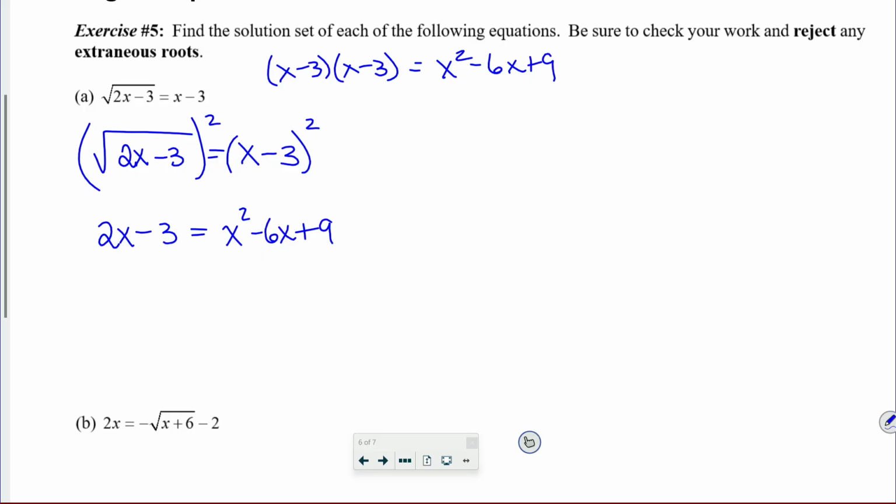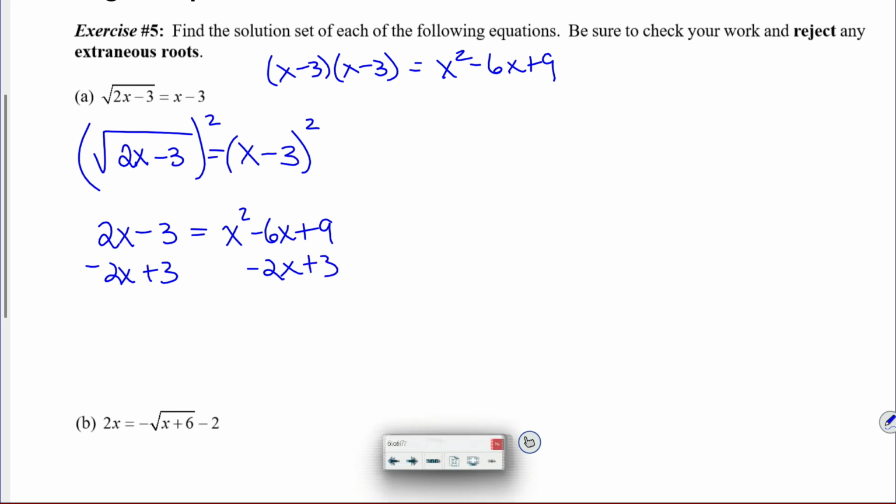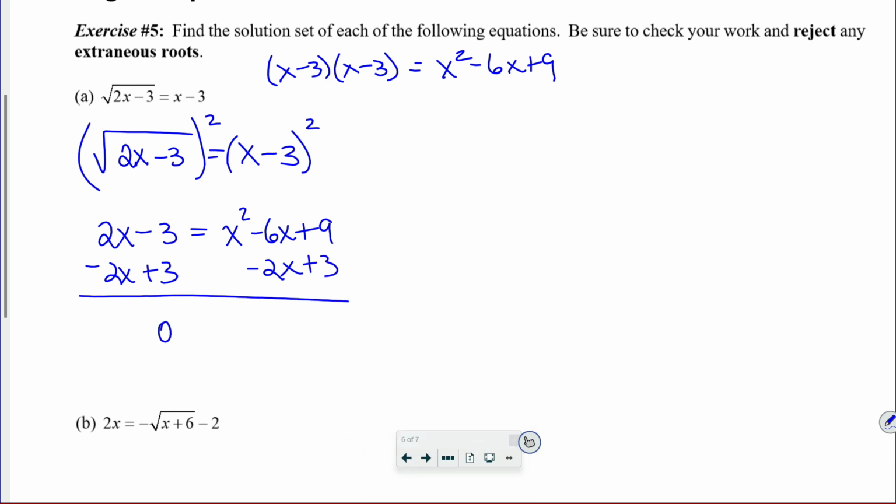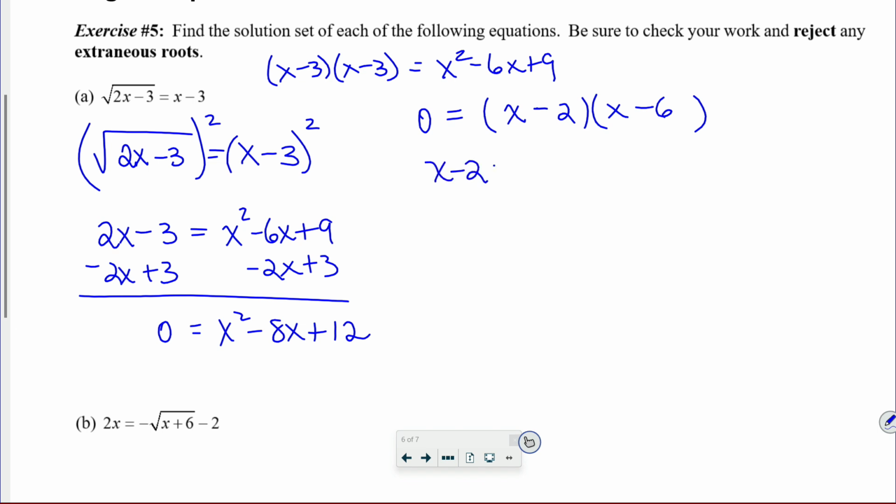Okay, so let me subtract 2x and add 3 to both sides, just to get everything out of the way and equal to 0. I'll get x squared minus 8x plus 12. If I factor that using product and sum considerations, I'm looking for two numbers whose product is positive 12 and whose sum is negative 8. Those happen to be x minus 2 and x minus 6. Then I'll take x minus 2, set it equal to 0, and get x equals 2. And then x minus 6 is equal to 0 and I get x equals 6.